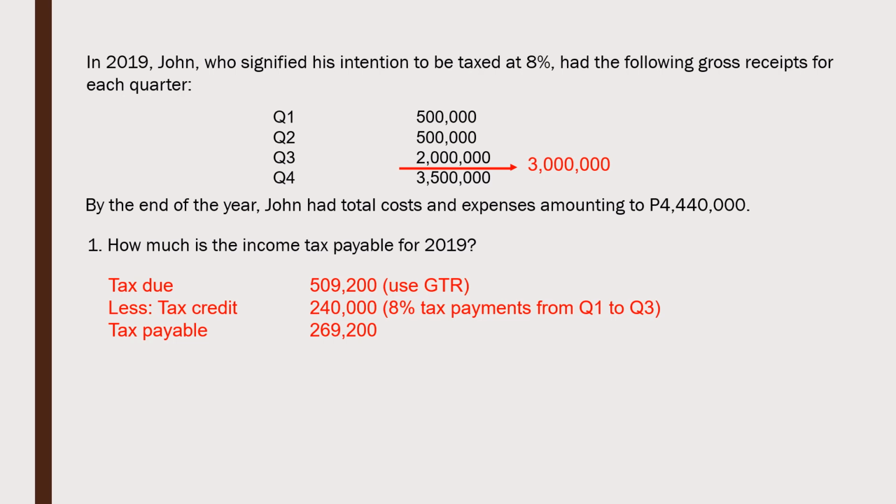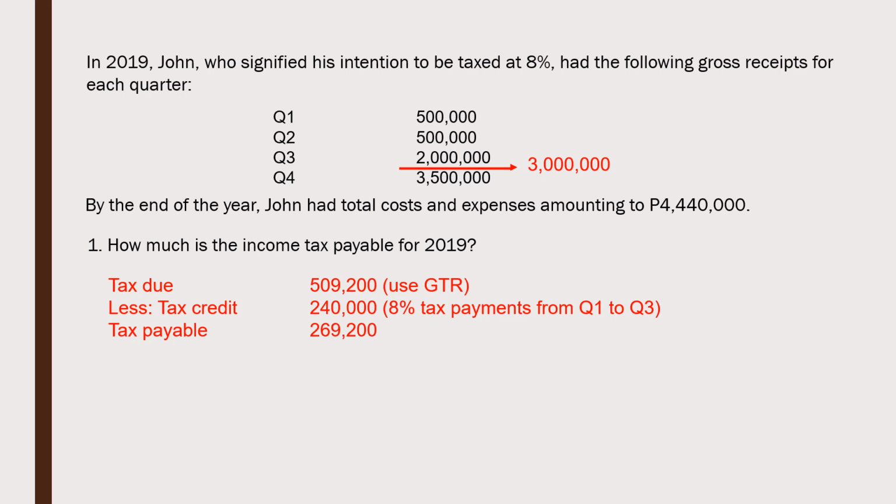So you first add all the gross receipts amounting to 6.5 million, and then we less the costs and expenses amounting to 4,440,000. So upon getting the income, use the graduated tax rate and we get a tax due of 509,200.